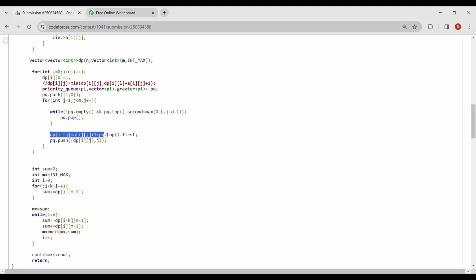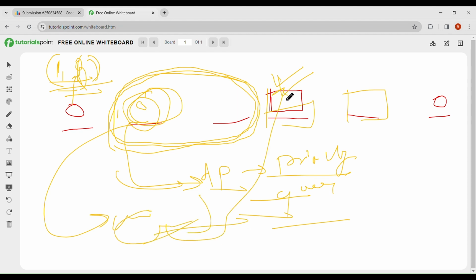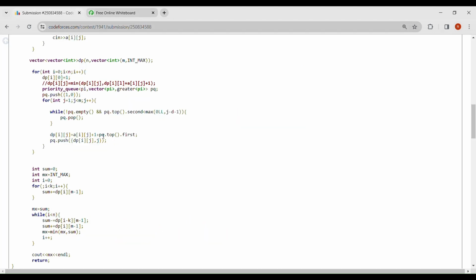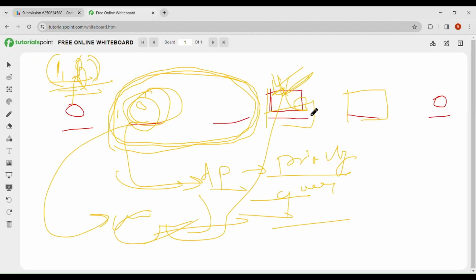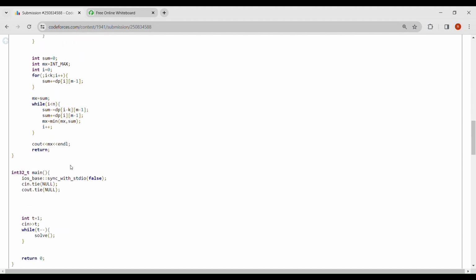In one for loop we are doing all the calculation, and when you come to this position, you know the minimum value. You will just add the top element, pq dot top dot first element, and update dp i j, and you will push that new value into the queue, and continuously go ahead. So only because of changing this thing, the solution runs within the time limit and gets accepted.